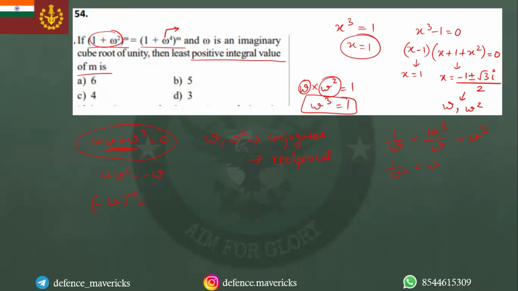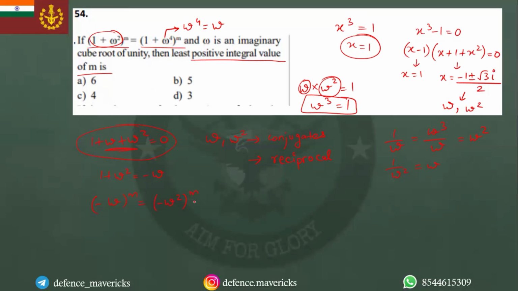Okay, like i is the fourth root of unity. Unity means 1, okay? So what is omega power 4? Omega power 4 is nothing but omega, because you can just ignore omega cube. That is just 1. So this is (1 plus omega) whole power m, that means (minus omega square) whole power n.